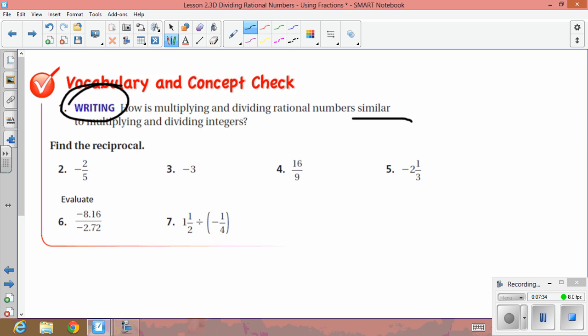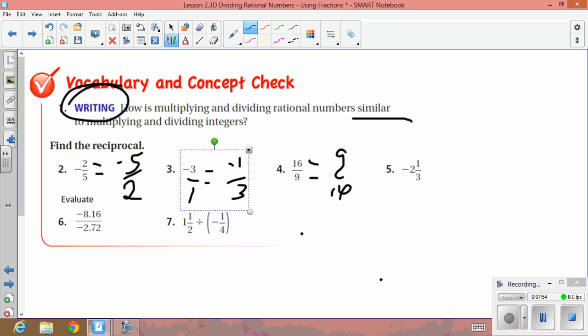Numbers 2 through 5, let's find the reciprocal. This would be negative 5 over 2. Right now it's negative 3 over 1, so this would be negative 1 over 3. For the next one, we have 9 over 16.